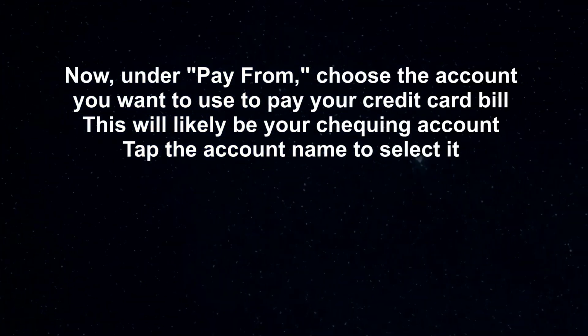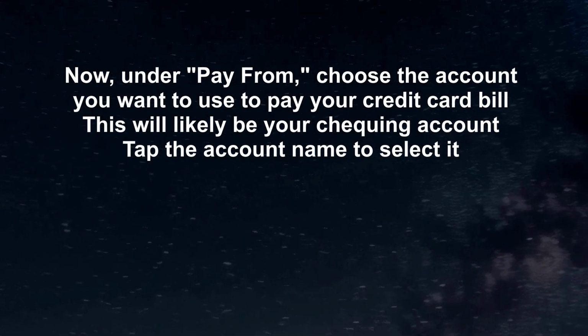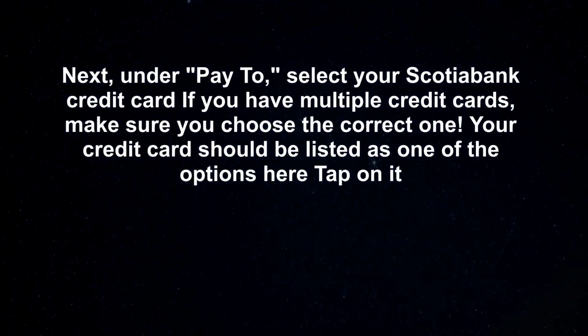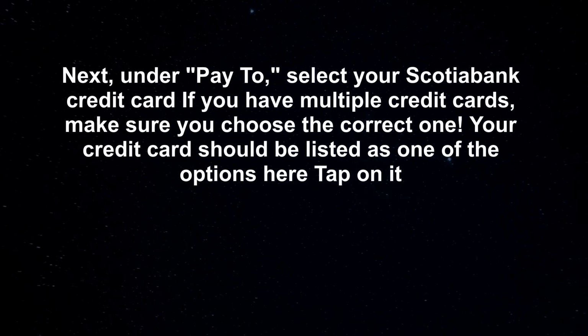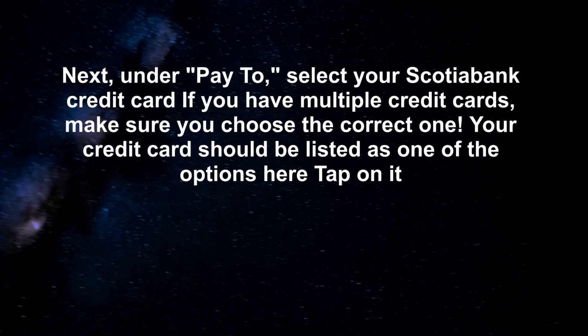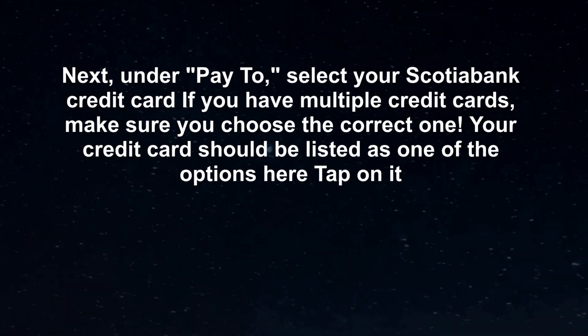Now, under Pay From, choose the account you want to use to pay your credit card bill. This will likely be your checking account. Tap the account name to select it. Next, under Pay To, select your Scotiabank credit card. If you have multiple credit cards, make sure you choose the correct one. Your credit card should be listed as one of the options here.